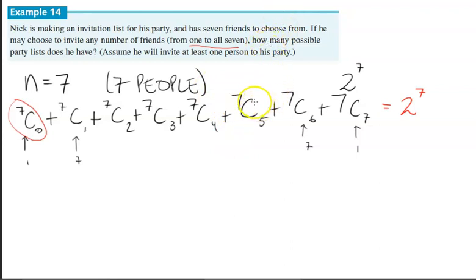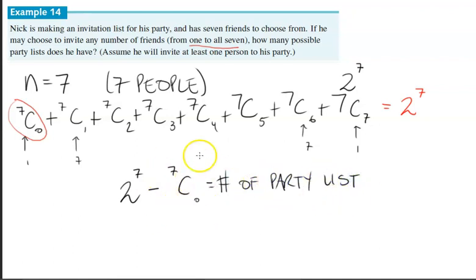So based on this, the amount of party lists is 2 to the power 7 minus 7 choose 0. That tells us how many party lists he can make, or how many party lists he has. The only way that we can include this is if we had one of the options of him having no friends at his party, which is a bit sad, a bit redundant for this example.